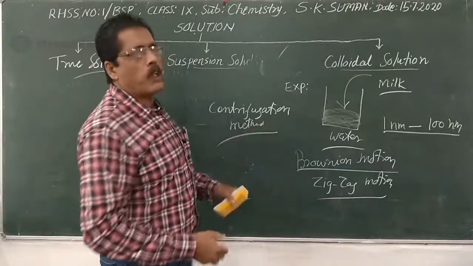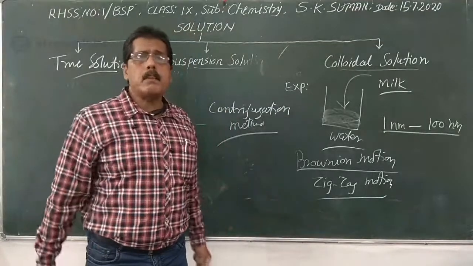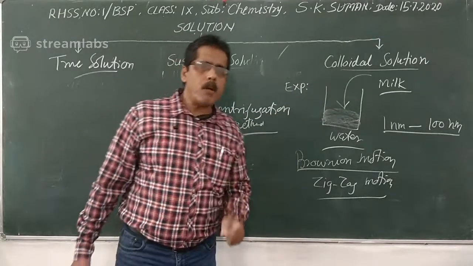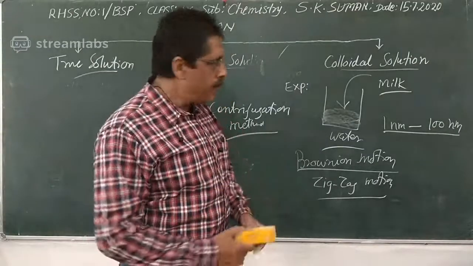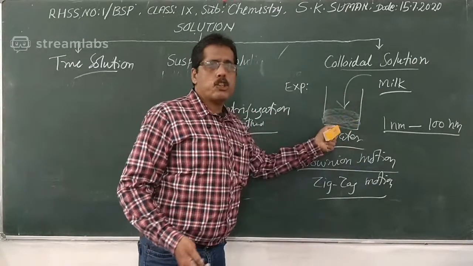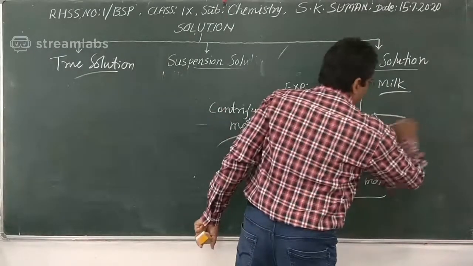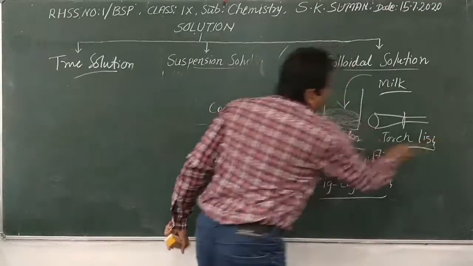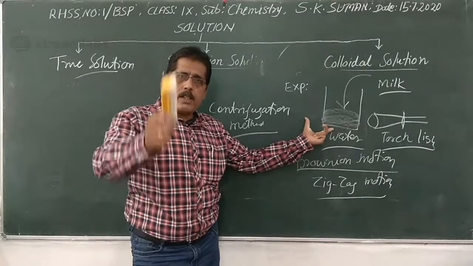If it is a colloidal solution where in water you have mixed milk, and if you just pass the beam of a torchlight through this colloidal solution. Dear student, try to concentrate here. This is a colloidal solution, and through it you are passing the torchlight, and just come to the opposite side of the torchlight setting. What will you find? You can easily view the path of the light.